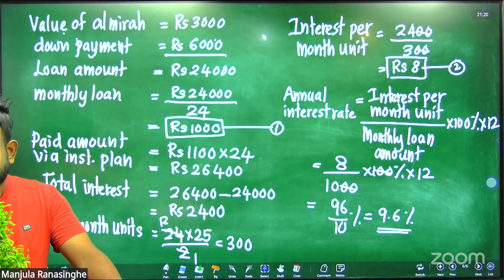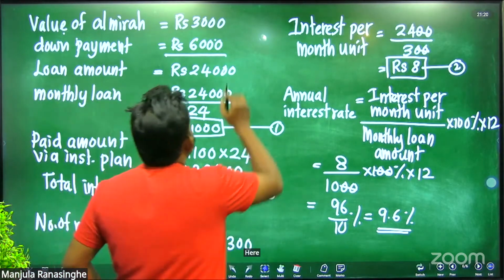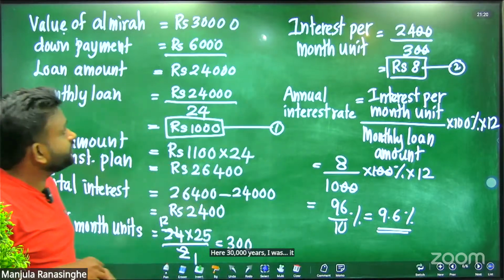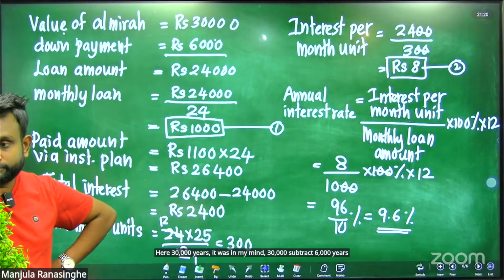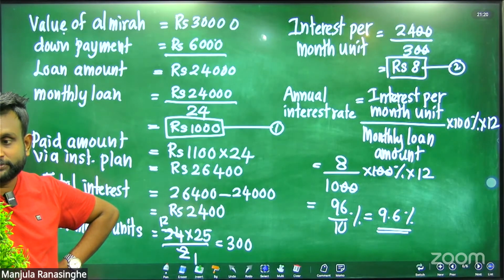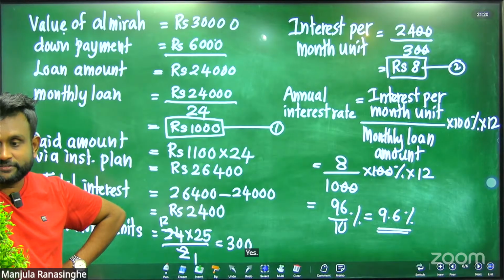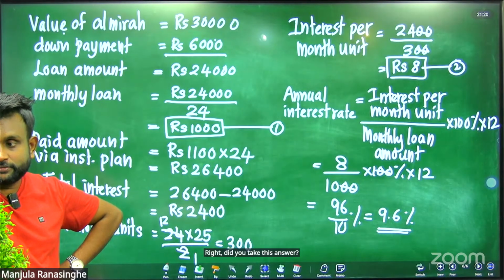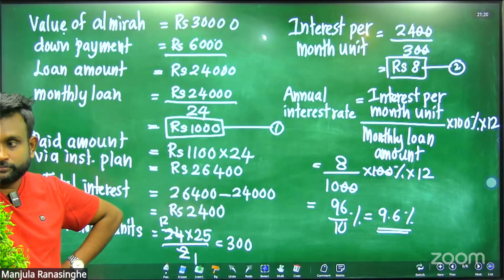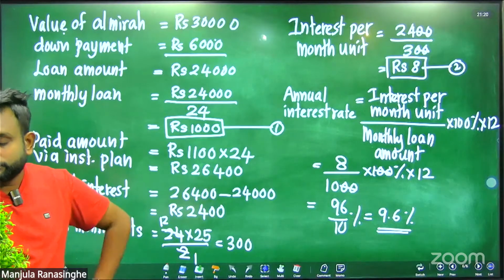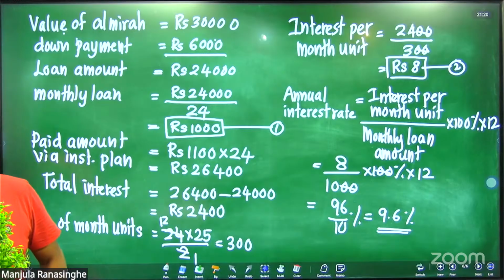Got it? Here 30,000, yes. It was in my mind, 30,000 subtract 6,000, yes. Right, did you take this answer? 9.6? Okay, excellent. Right, make the corrections.